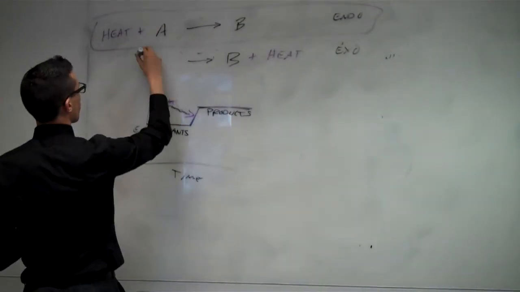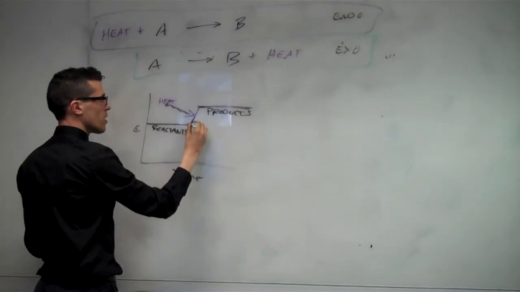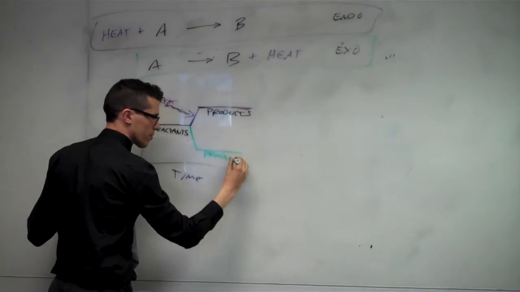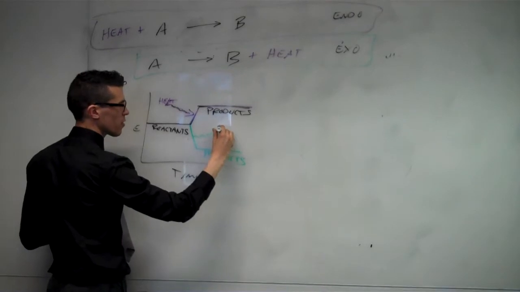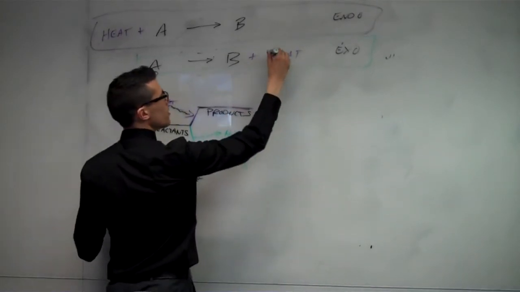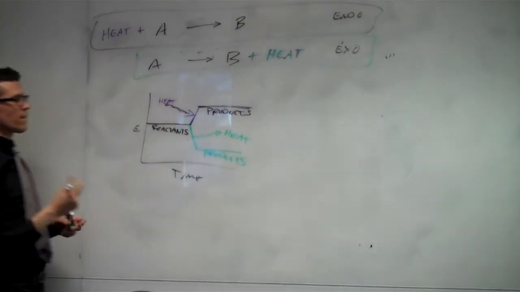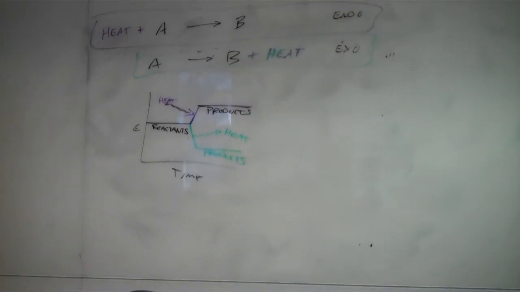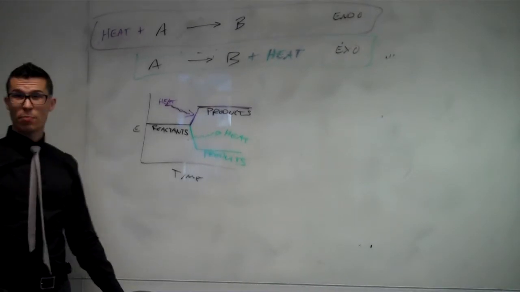I'm going to do heat going out now. Heat is going to be leaving the system, and the products are down here. So at the same point of reactants, but now heat is going to be released. So this is exo, definitely exo. Heat's being given off as a product.